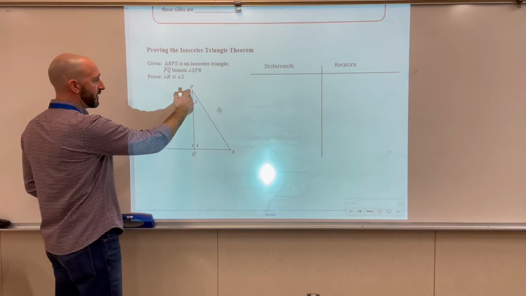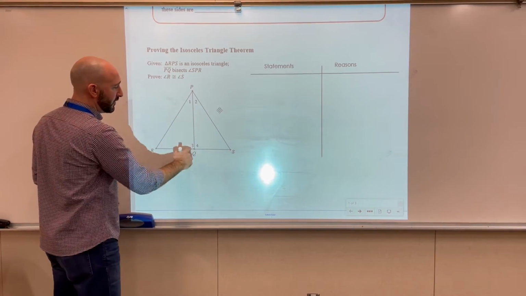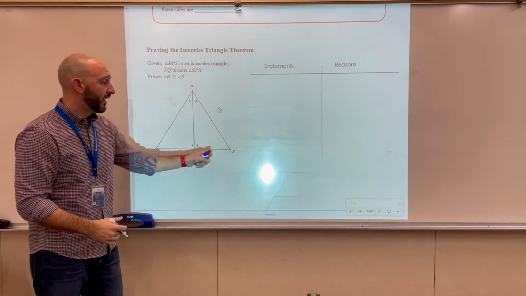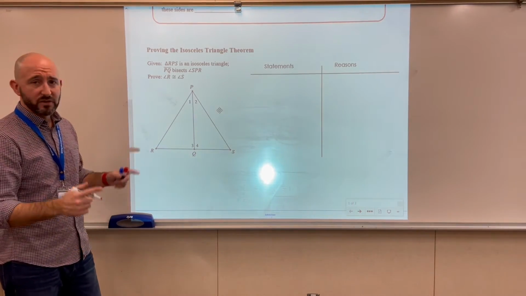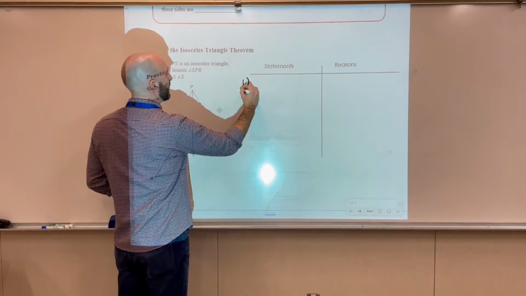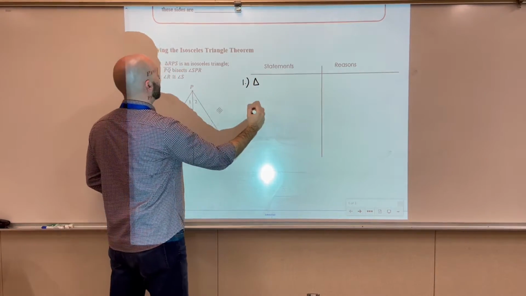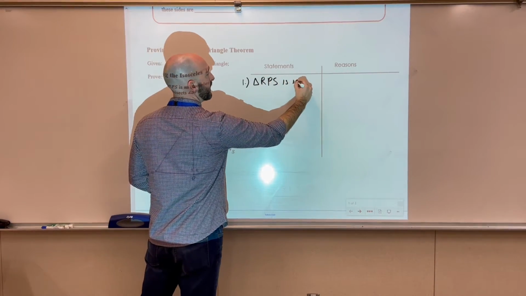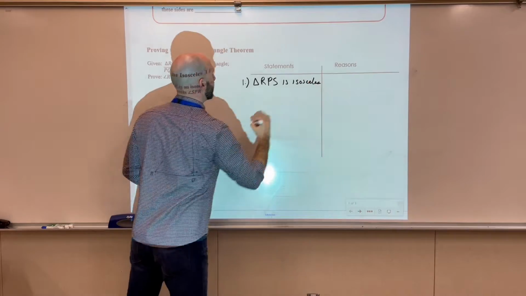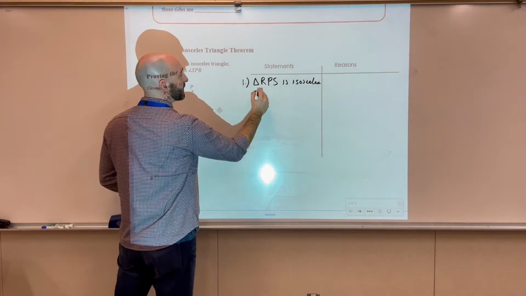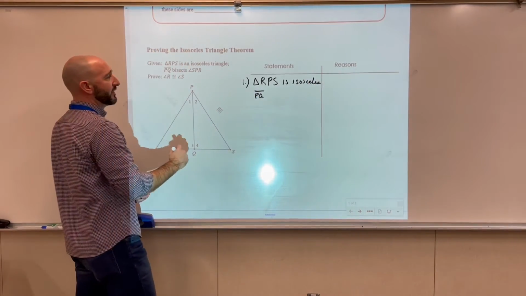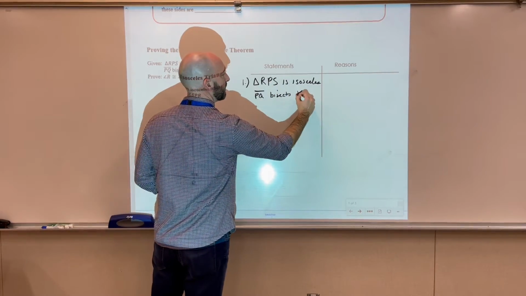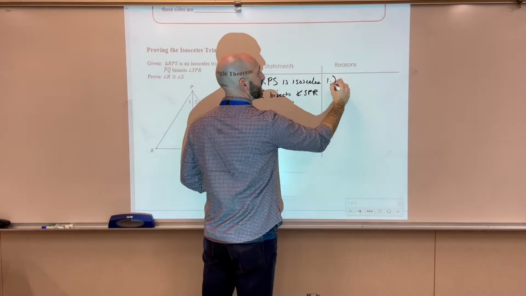So what I want to do here is prove that triangle RPQ is congruent to triangle SPQ, and then again say that R and S are congruent by CPCTC. So let's get started on that. First off, let's write down the given information. Triangle RPS is isosceles, and PQ bisects angle SPR. And that is given information.